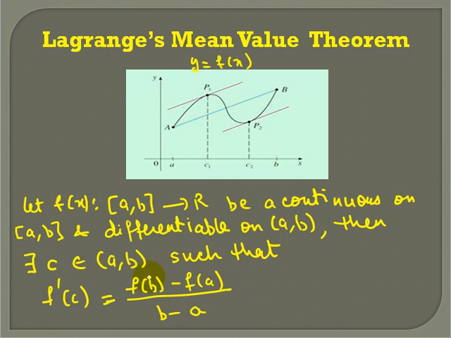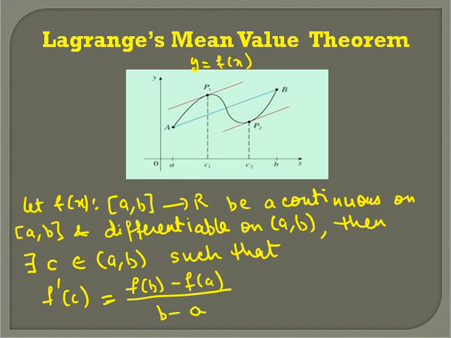If you see carefully, this is a general theorem for Rolle's theorem also. We can say Rolle's theorem is a particular case of Lagrange's mean value theorem. What is happening in Rolle's theorem? f(b) and f(a) are equal to each other. The moment they become equal to each other, this reduces to 0. And the condition of Rolle's theorem is obtained.